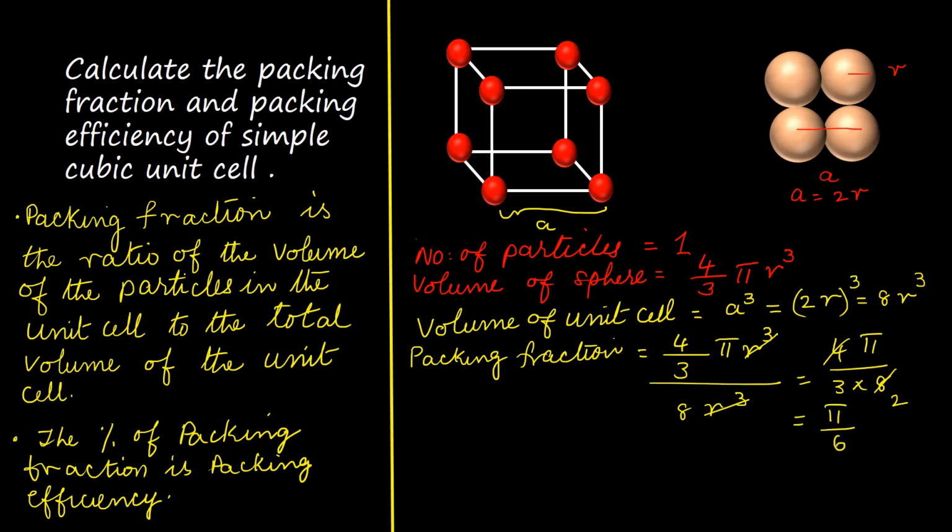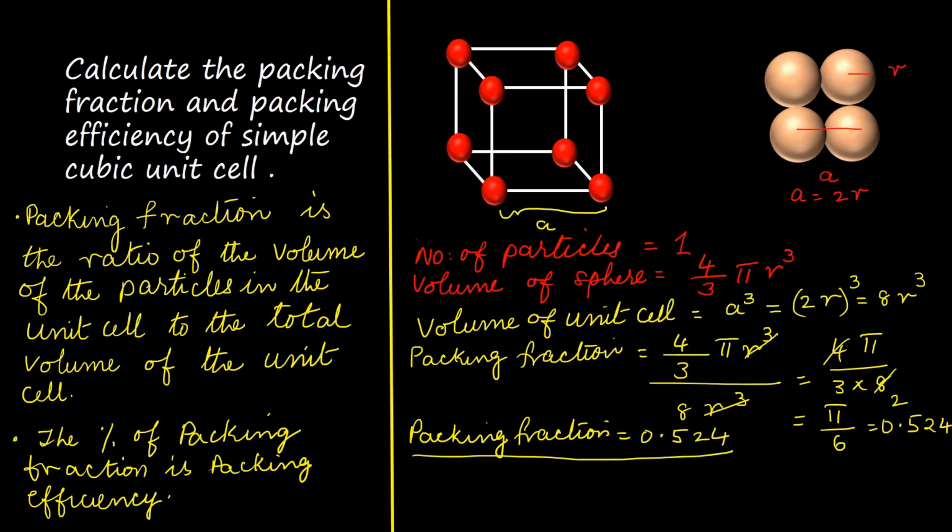So this is equal to 0.524. So packing fraction is equal to 0.524. So this is one answer. Packing efficiency is packing fraction into 100. So that gives 52.4%. This suggests that in the whole volume of the unit cell, only 52.4% is occupied by the particles.